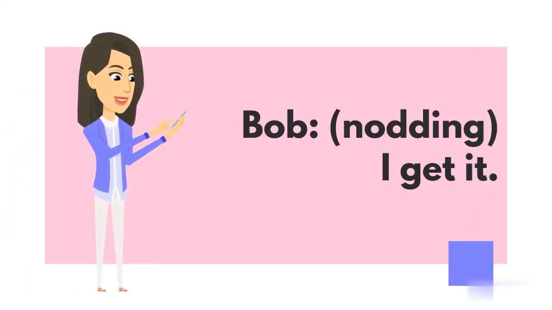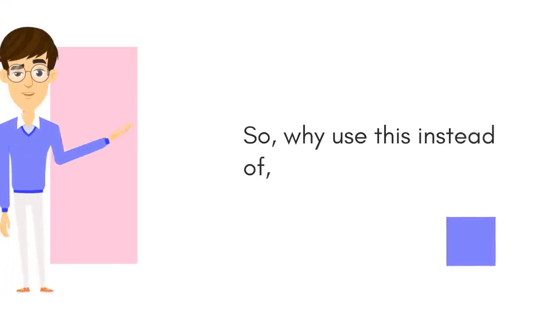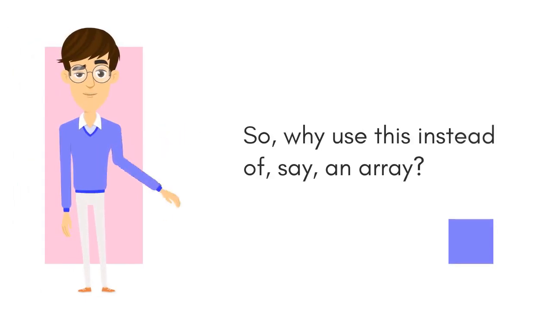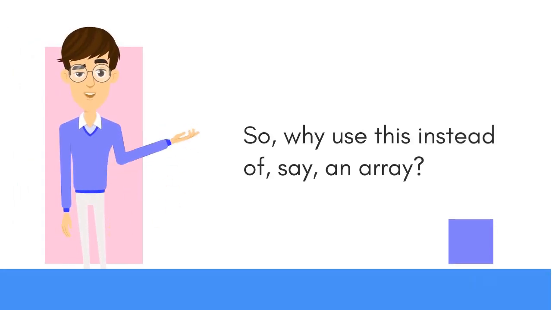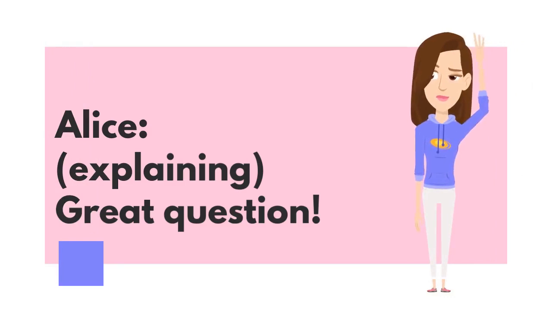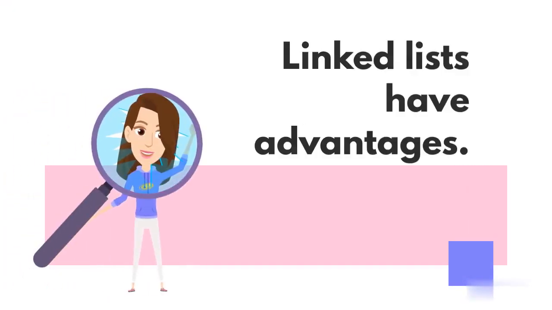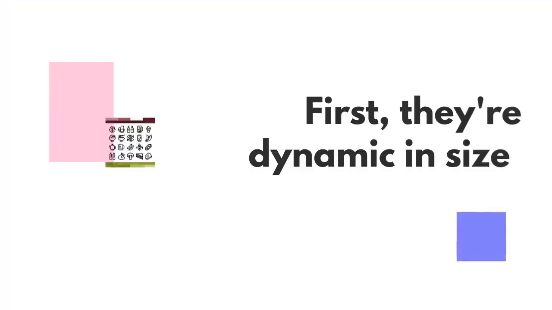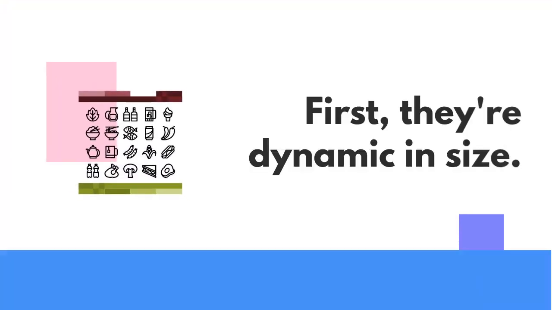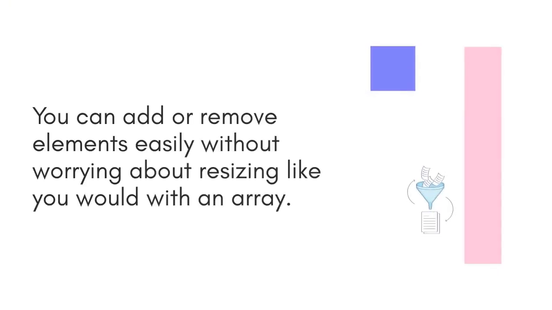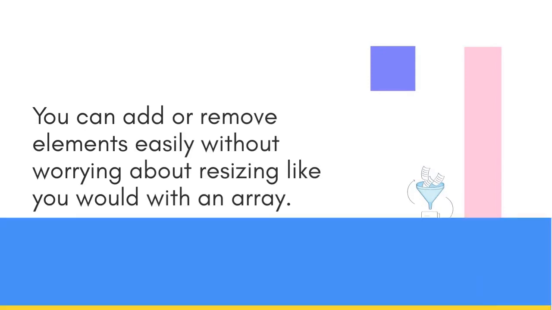Bob, nodding, "I get it. So, why use this instead of, say, an array?" Alice, explaining, "Great question. Linked lists have advantages. First, they're dynamic in size. You can add or remove elements easily without worrying about resizing like you would with an array."